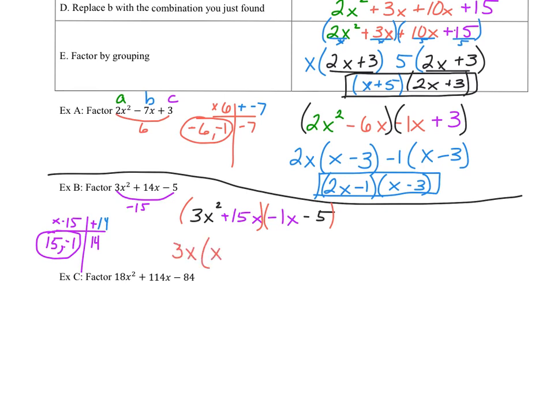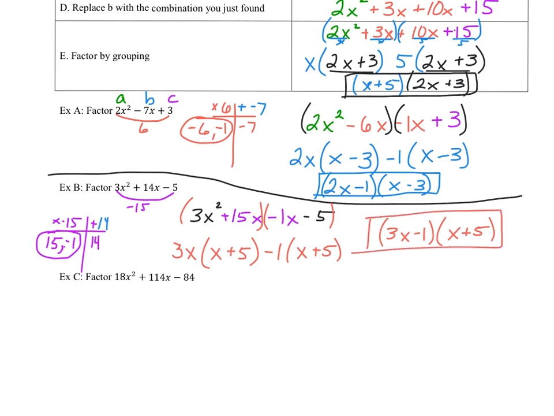I'm left with x plus 5. Again, I have another scenario where they are the wrong sign, right? So I need to take out a -1, and I'm left with positive x plus 5. So my answer is 3x minus 1, the two things I took out, and what is matching left over? There's my answer. Again, I can kind of check myself.